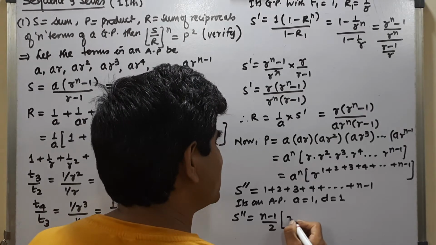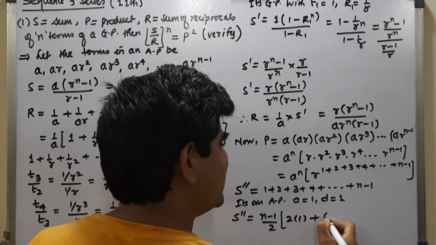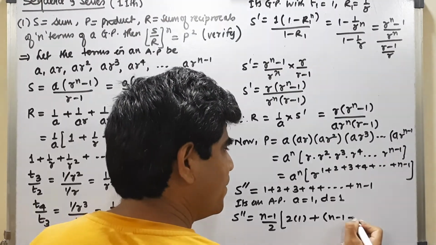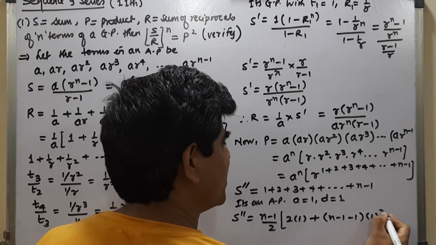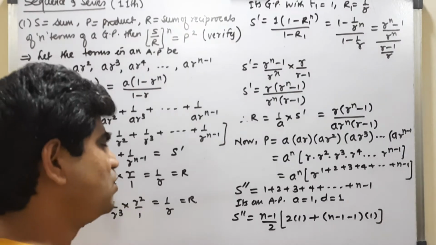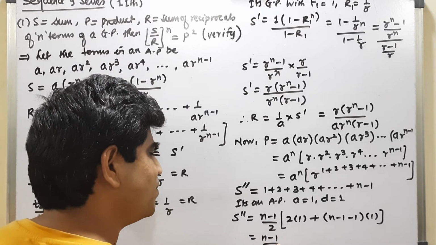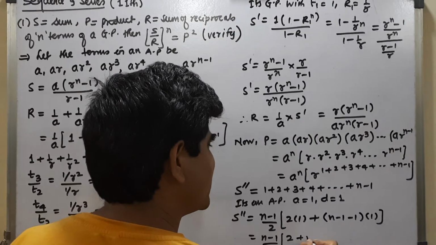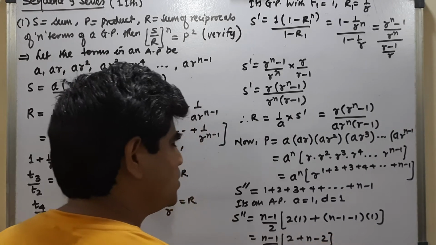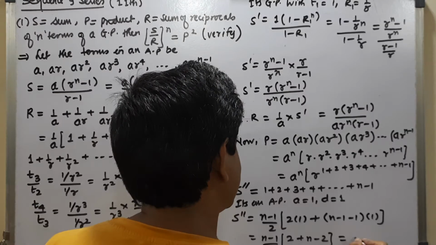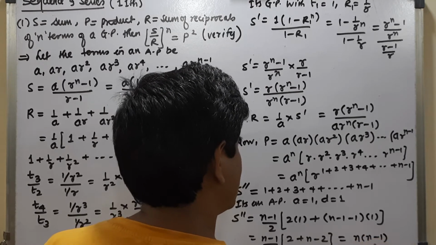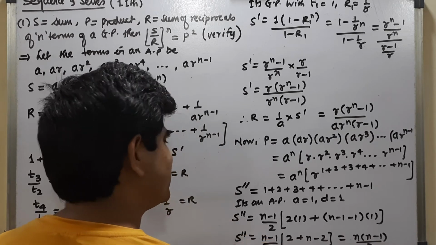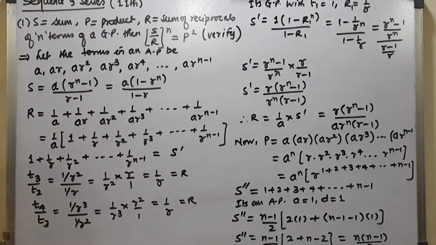So this is n by 2 into 2a plus n minus 1 d. So your nth term is already n minus 1 into d, which is 1. So here it turns out to be n by 2 into 2, right? Plus n minus 2. So here you get n into n minus 1, 2 cancels, upon 2, which is the sum of n terms of an AP.